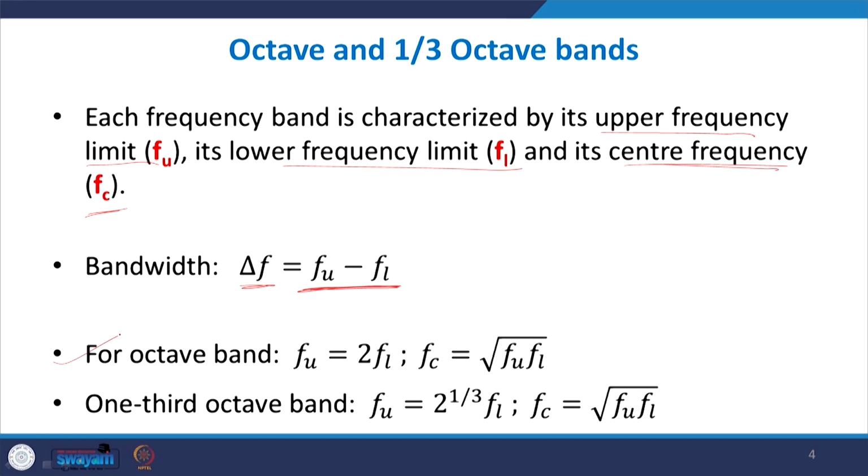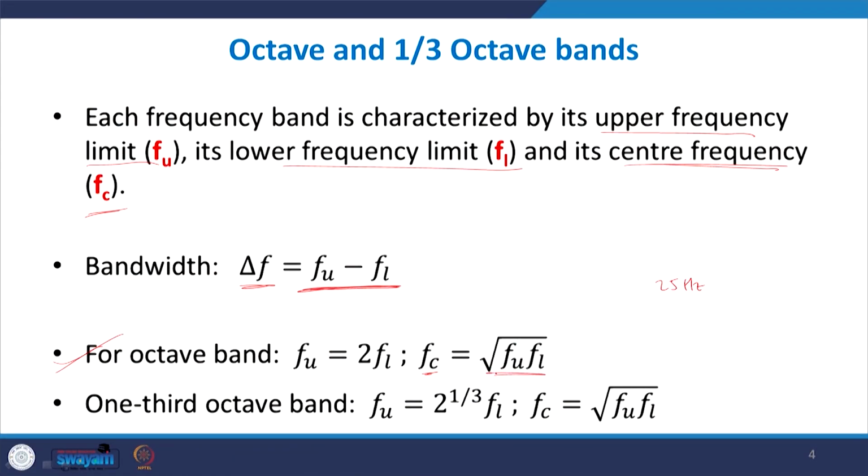For both bands we start from somewhere around 25 Hz, the lowest frequency. For an octave band the upper frequency is just double the lower frequency, and the center frequency is the geometric mean of upper and lower. For the 1/3 octave band, the upper frequency is 2 to the power 1/3 times the lower frequency. So as you can see here, this is twice this, and this is 2 to the power 1/3 of this. The width of this particular band will be more, because the upper frequency is further apart from the lower frequency.